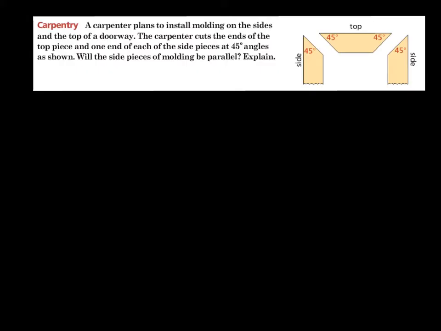So take a look at this problem. It's a carpentry problem. A carpenter plans to install molding on the sides and the top of a doorway. He cuts the ends of the top piece and one end of each side piece at 45-degree angles as shown. Will the side pieces of molding be parallel? Okay, so the question is, will this side piece here and this side piece here be parallel to each other?